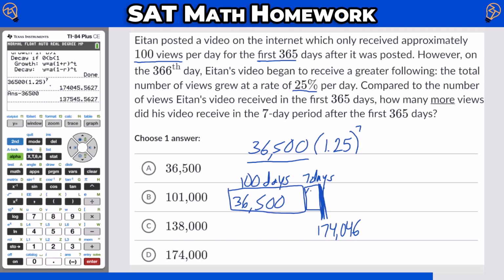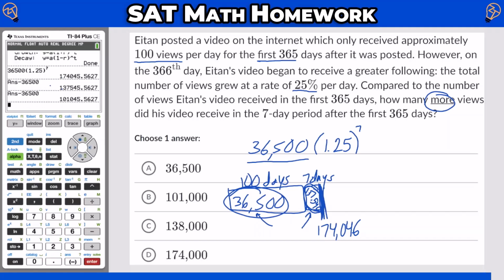It's 137,546 if we round it up. And they want to know how many more views did he get in that 7-day period after the first 365 days. So now we have to find the difference between this value and this initial value. So we'll just press minus 36,500, and we get approximately 101,000, which matches with option B.